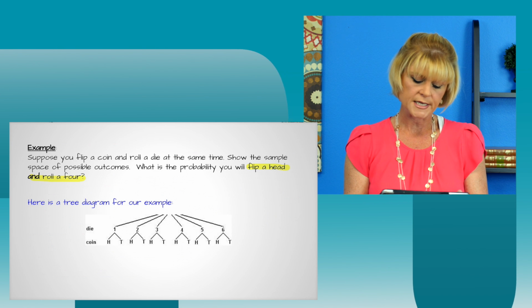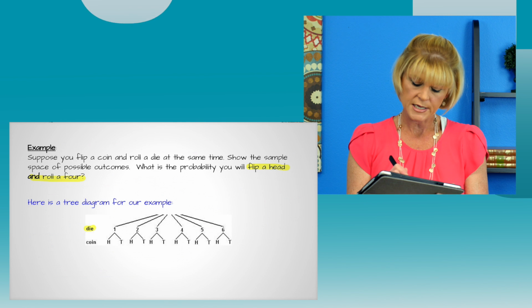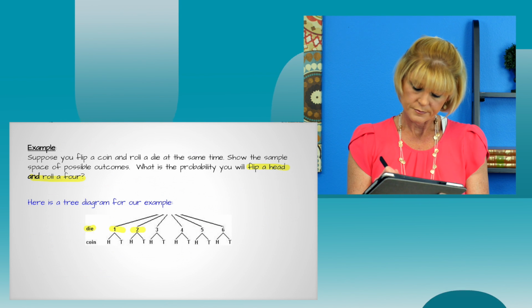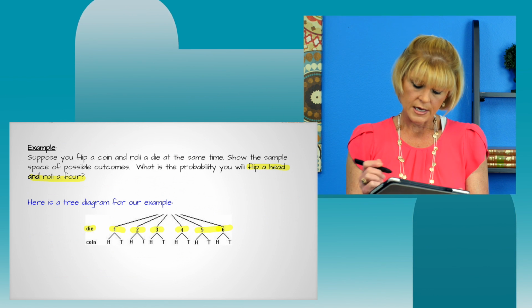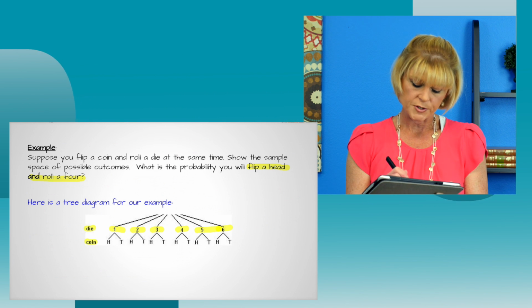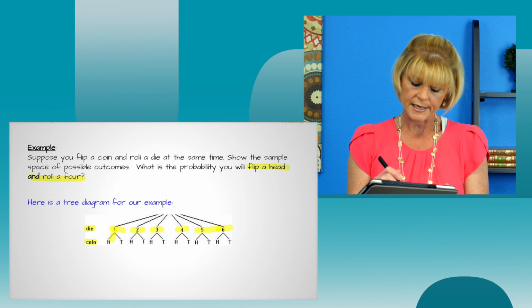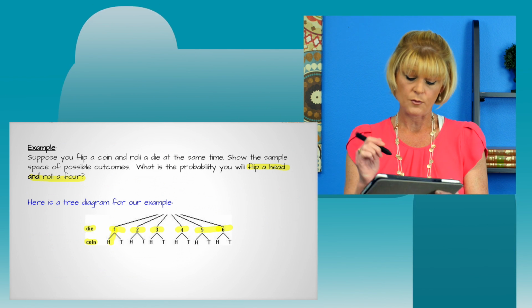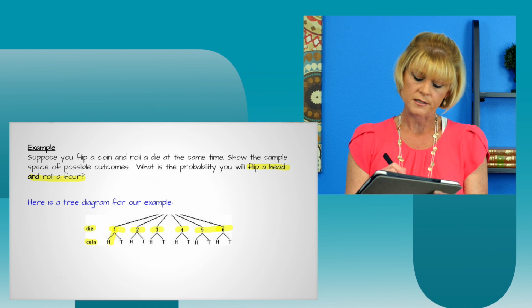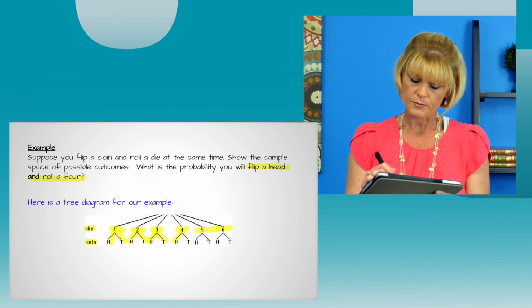So here's the tree diagram for our example. Here are the possible outcomes for the die, 1 through 6. And here are the possible outcomes for a coin. So there's a possibility that we would roll a 1 and toss a heads. There's a possibility that we could roll a 1 and toss a tails, and so on and so forth for each number on the die.